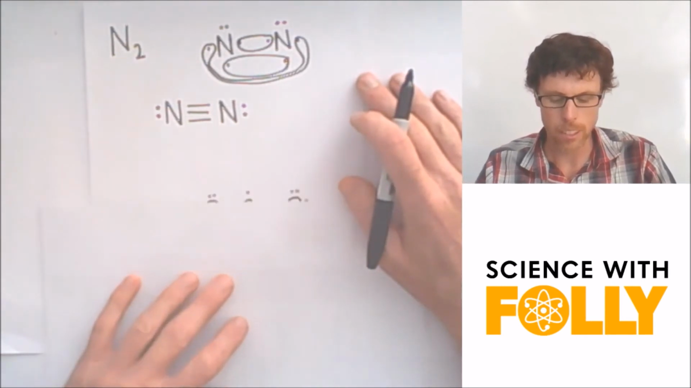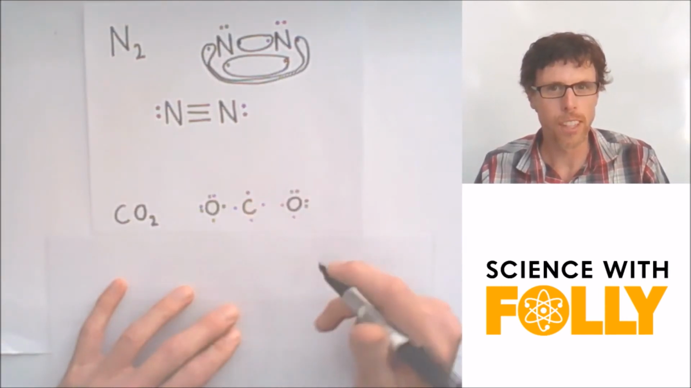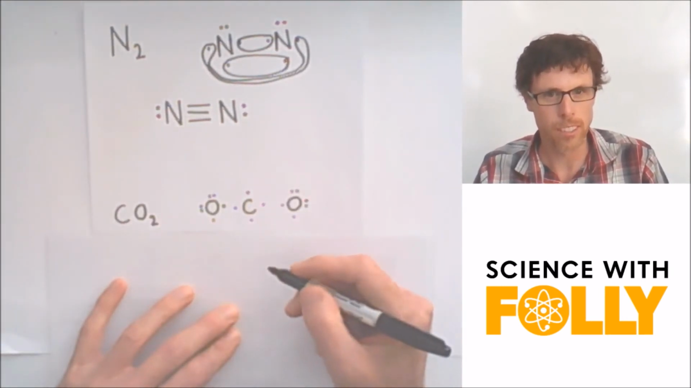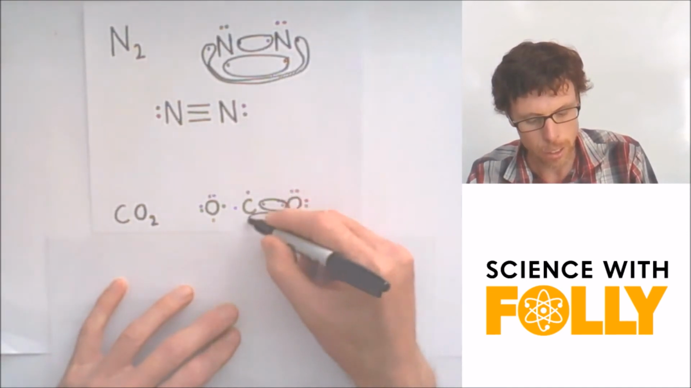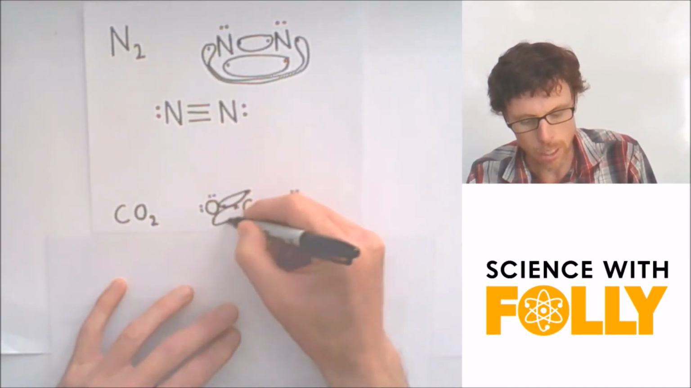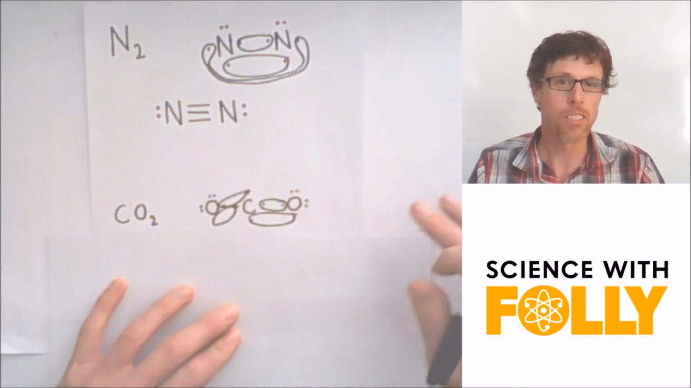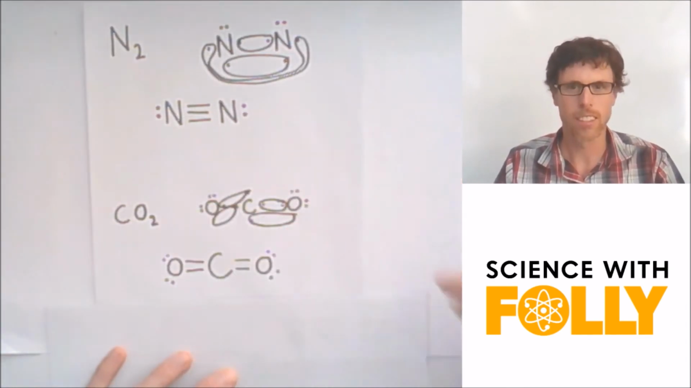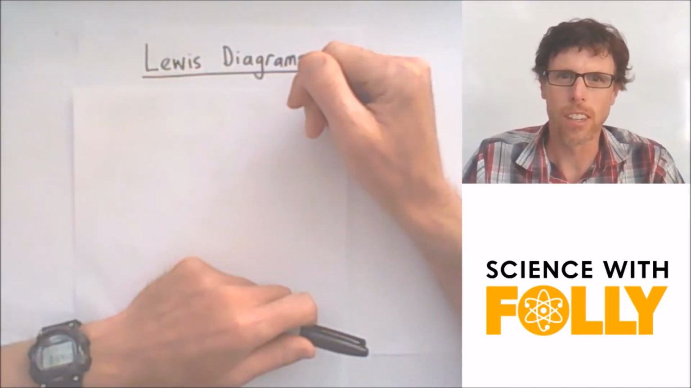And what about carbon dioxide? Well, carbon, 4 valence electrons, oxygen, 6 valence electrons. Carbon's going to share those 2, and those 2, those 2, and those 2. So we get 2 bonds either side of the carbon, and that's how you draw it. 2 double bonds, carbon dioxide. So there you go, that's Lewis diagrams.